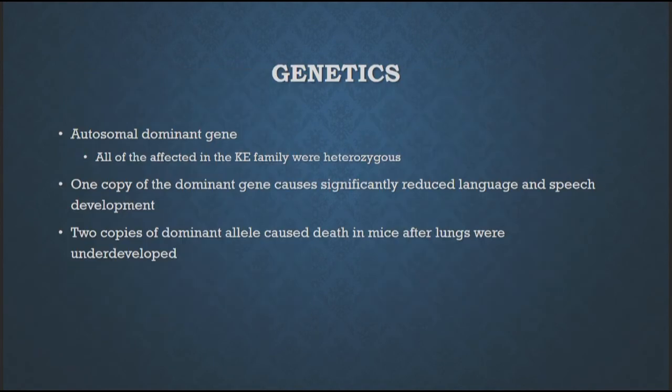The disease associated with a mutated FOXP2 gene is autosomal dominant. However, every affected individual was heterozygous for the mutant allele. Having one copy of the mutant allele caused reduced vocalization in mice. Having 2 copies caused death in mice due to the underdevelopment of their lungs.